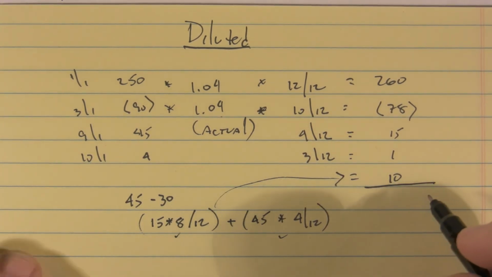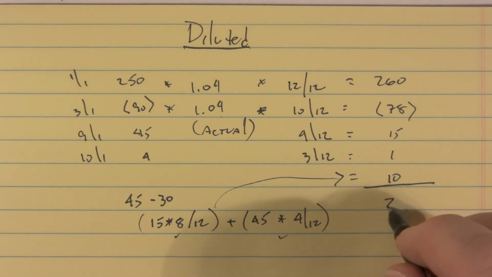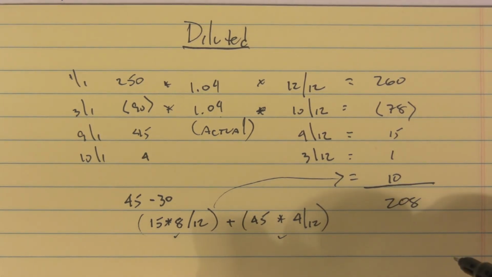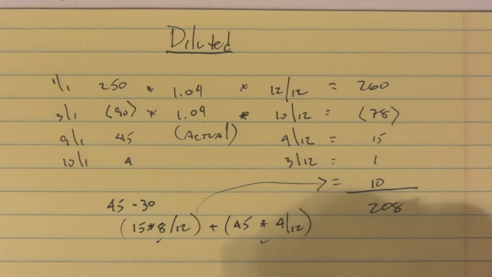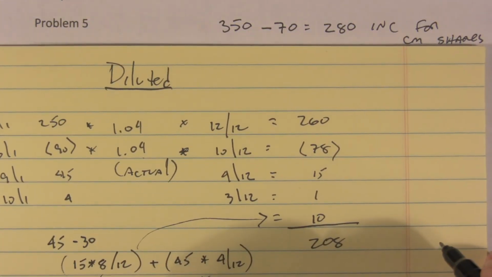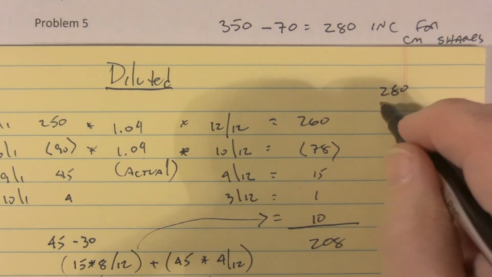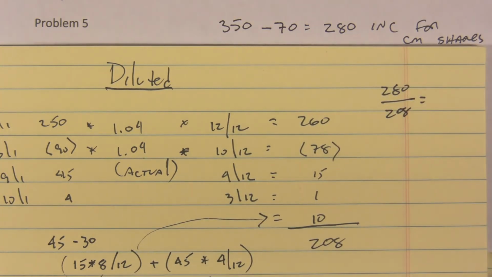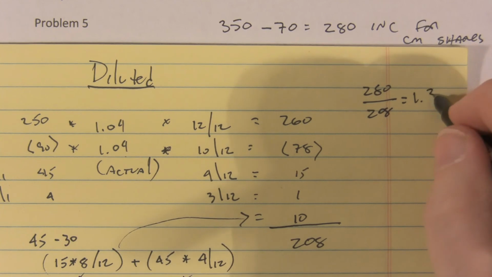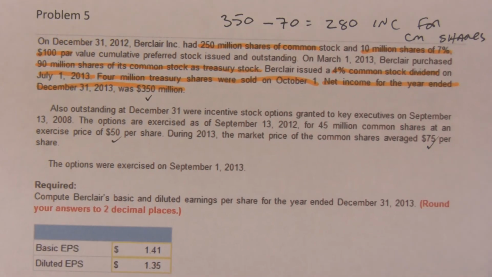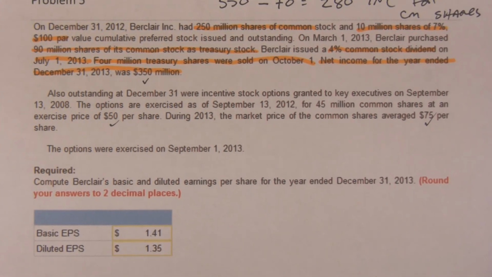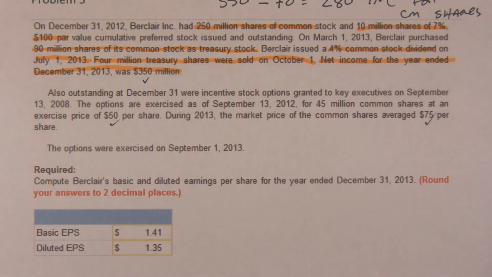So our fully diluted number of shares is 208 million weighted average. We take that and divide it into the income available to common shareholders, which was 280. And when you do that, you come up with $1.35. And that's the diluted EPS as shown. Long way around to get the number, but you need to do each step. There is no shortcut. The shortcut is don't waste your time looking for a shortcut.